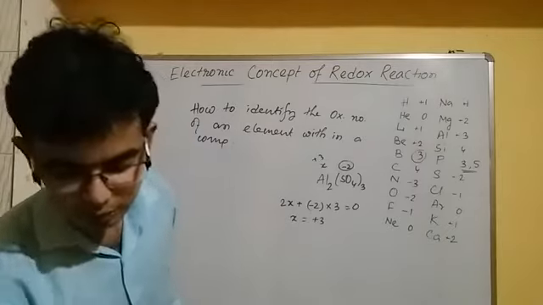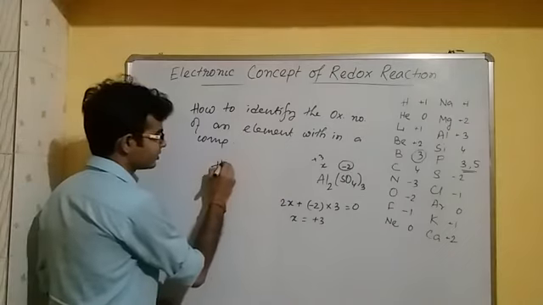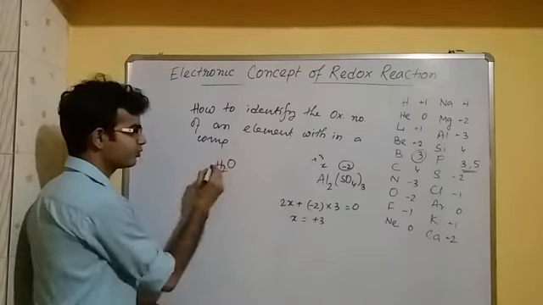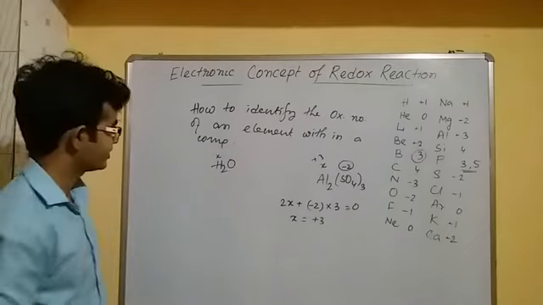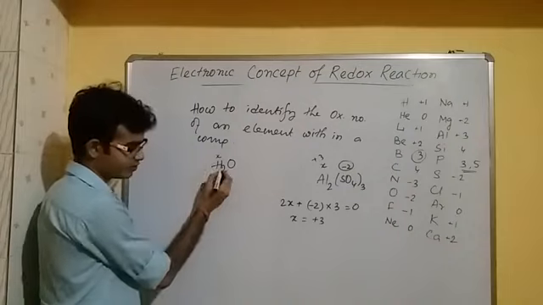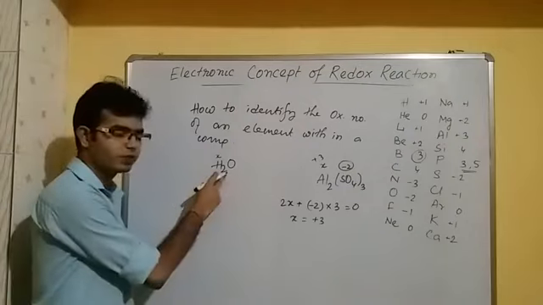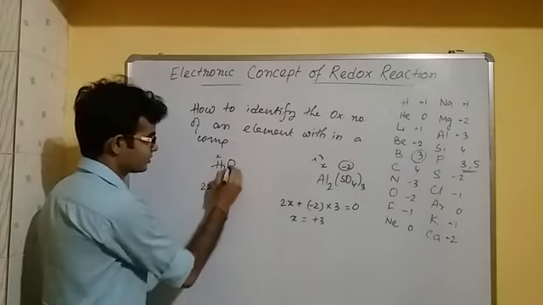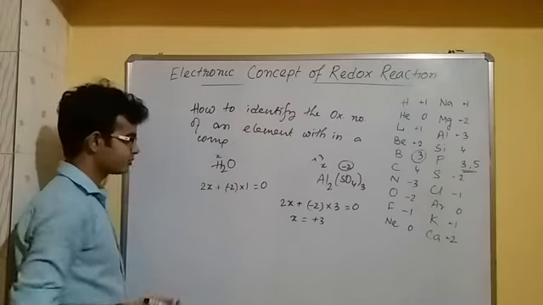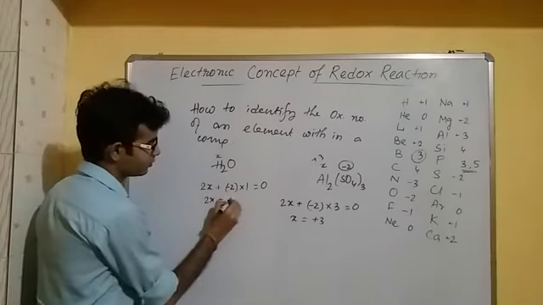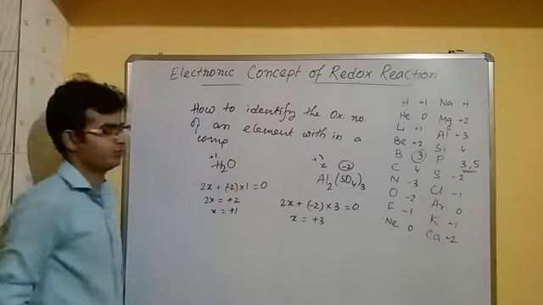So easily, if the compound is given, you can identify the oxidation number of an element. Now, for the first one, that is H2O, suppose you have to identify the oxidation number of hydrogen. Let the oxidation number of hydrogen be x. There are two hydrogen atoms, that is 2x, plus oxygen -2. There is one oxygen atom, so into 1 is equal to 0. So 2x is equal to +2, x is equal to +1. So in case of hydrogen, it is +1.